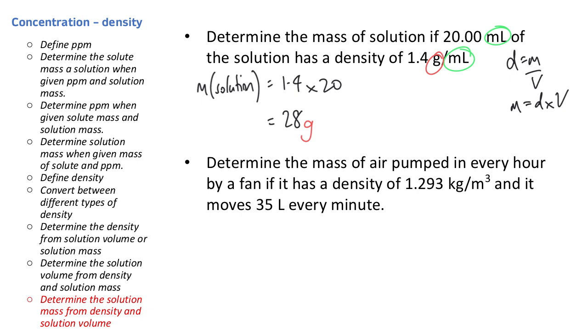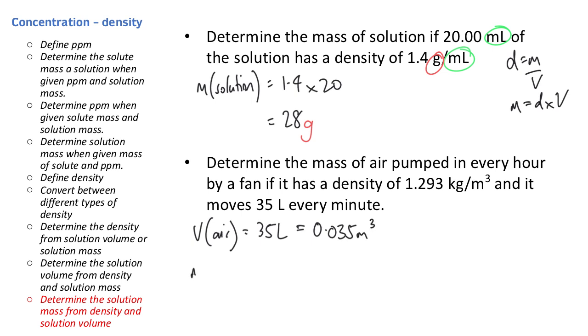Determine the mass of air pumped in every hour by a fan that has a density of 1.293 kilograms per meter cubed, and it moves 35 liters every minute. Okay, so let's have a look. So I have to convert these into the right unit. So this 35 liters, I need to convert it into meters cubed so that I can use the density equation. So the volume of air is equal to 35 liters, but that's actually also divided by 1,000, because remember there's 1,000 liters in every meter cubed, so 0.035 meters cubed.